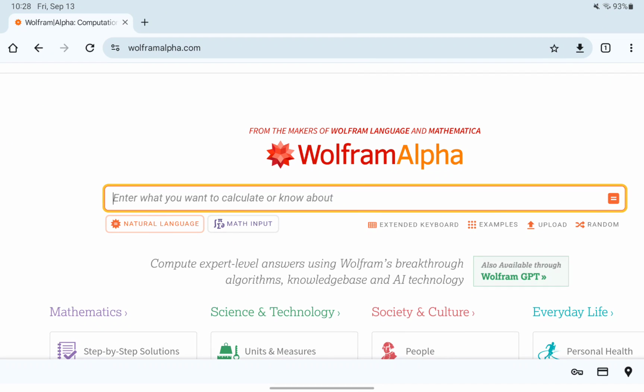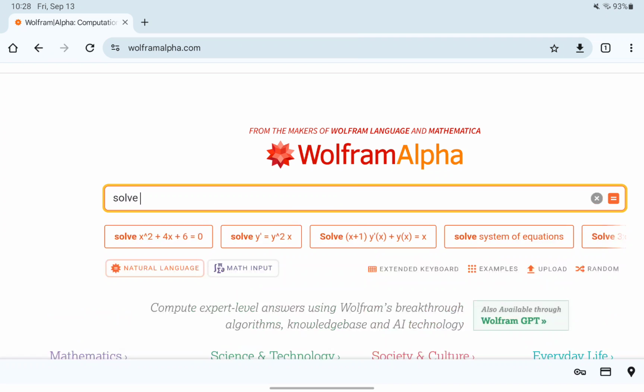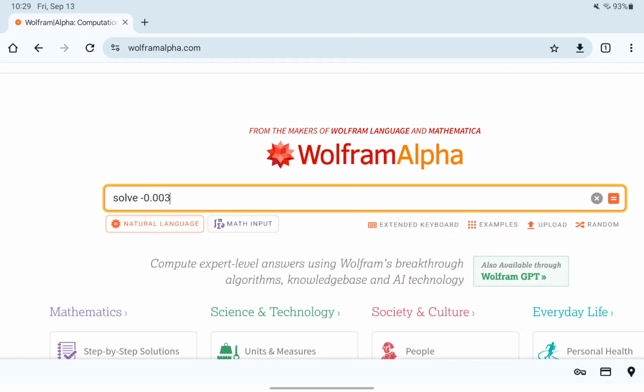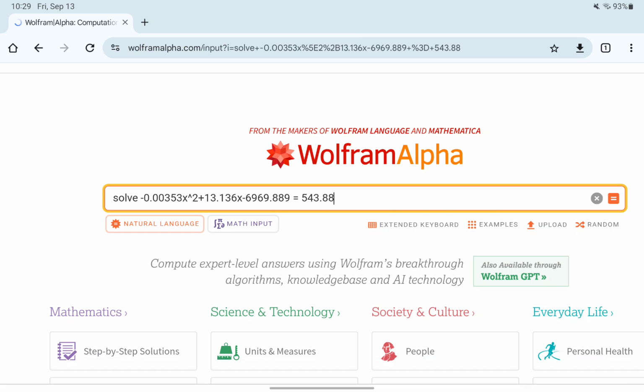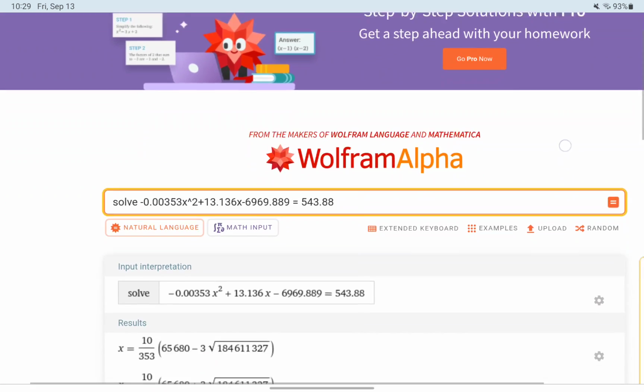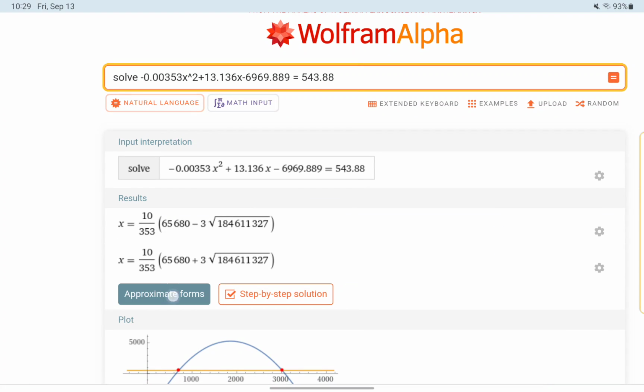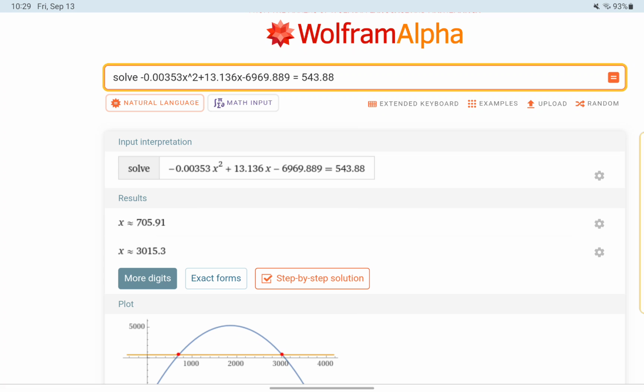In Wolfram Alpha, we'll simply type in solve, enter our profit equation that we're given, set equal to the desired value, our desired total profit, and evaluate to get two solutions, which we can convert to approximate form. So we get 705.91 and 3015.3.